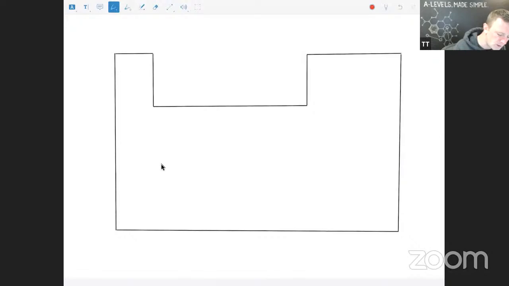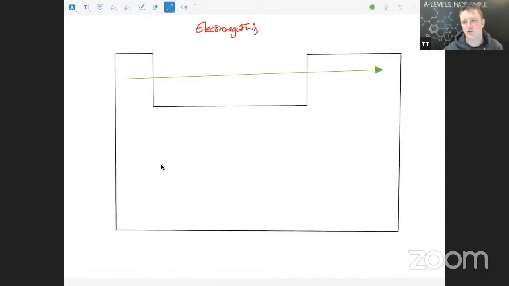What about electronegativity? Going from left to right across the periodic table, what happens to electronegativity? Increases, good, absolutely increases. So the reason for that increase is the same as we just discussed: increase in nuclear charge, no extra shielding, so they are better at attracting a bonding pair of electrons, because that's what electronegativity is. It's about the attraction of a bonding pair of electrons.